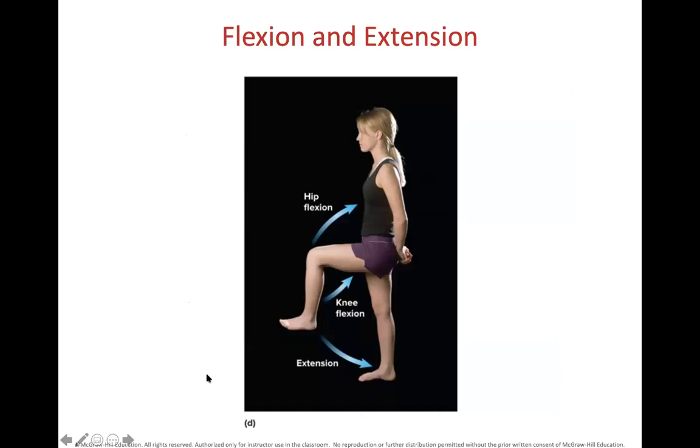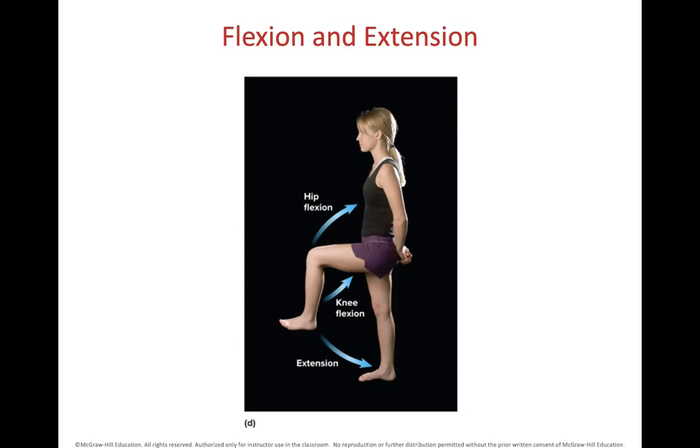Okay, and then if we look at the hip and the knee, you'll often hear about hip flexion, knee flexion. In order to flex your hip, you want to decrease the angle between the torso and the thigh. So hip flexion would be bringing your thigh up, and now that angle is no longer 180 degrees like it is when you're standing with your leg down. So that's flexion. Extension would be putting your leg back down.